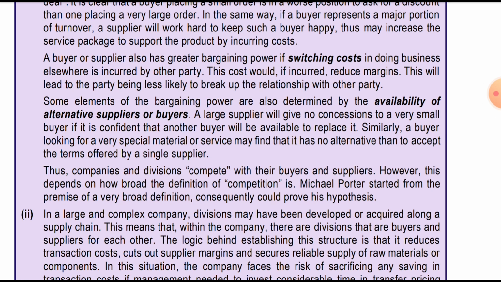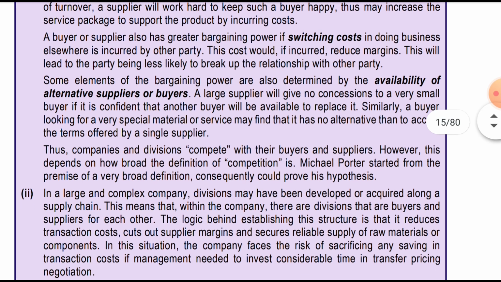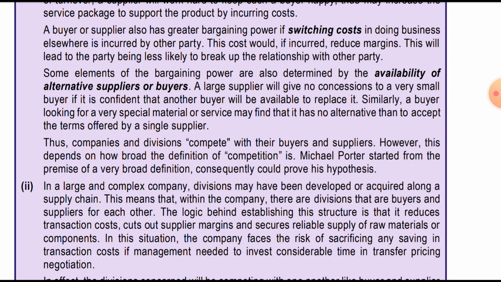The bargaining power is also determined by the availability of the alternative supplier. Some elements of the bargaining power are also determined by the availability of the alternative supplier or the buyer. A large supplier will give no concession to a very small buyer if it is confident that another buyer will be available to replace it. Okay, so it is simple: from the supplier's point of view, they will not provide a discount if they know that this buyer can be replaced by another buyer.